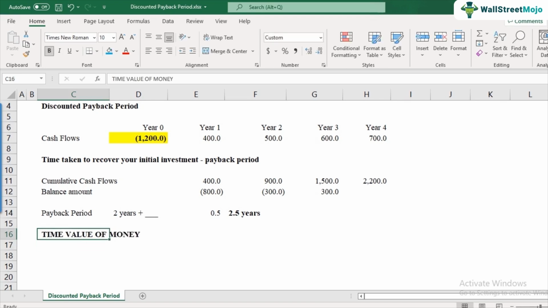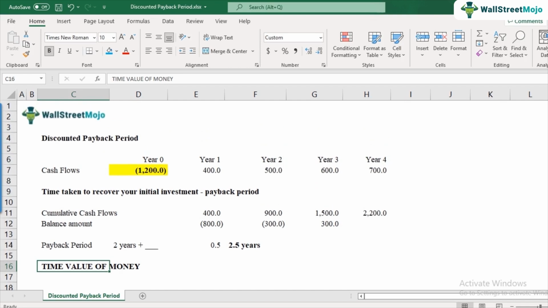Okay. What do we mean by that? It is basically assuming that $400 which we get after 1 year is same as $400 that we have today. Is that true? We know from time value of money concept that both have different value. So if we have to invest $400 today, it will have a far more value after year 1 and year 2 and so on and so forth because of inflation and interest rates, right? And in payback period, there is a complete disregard of this concept.